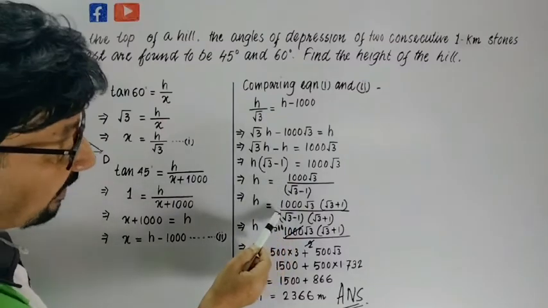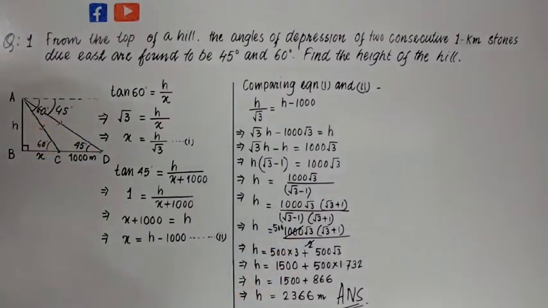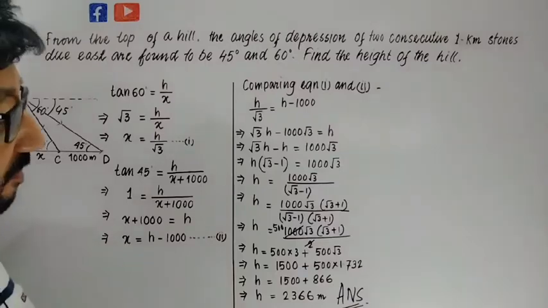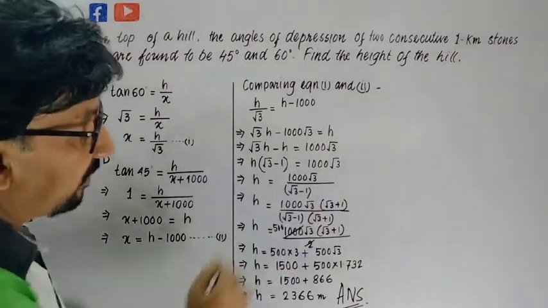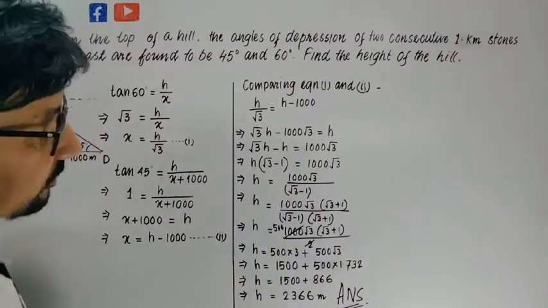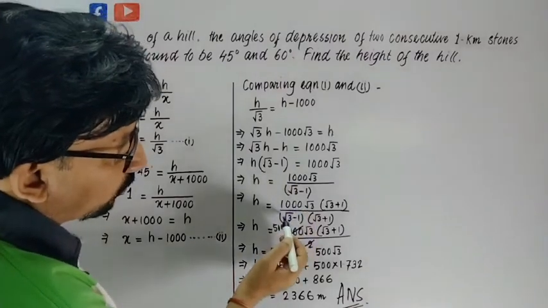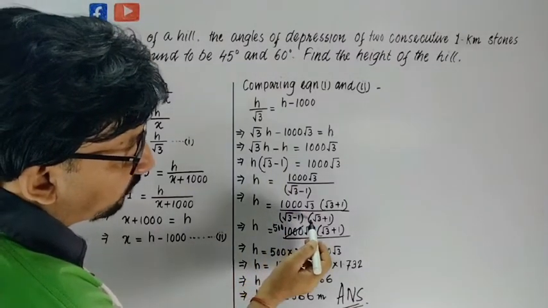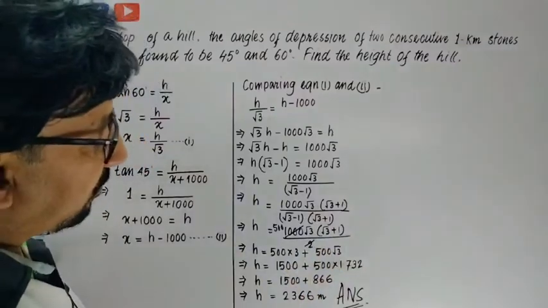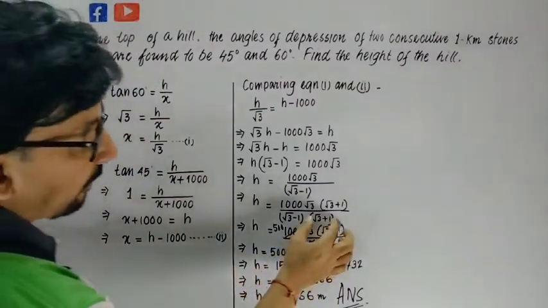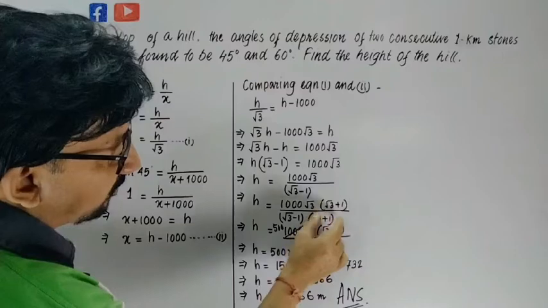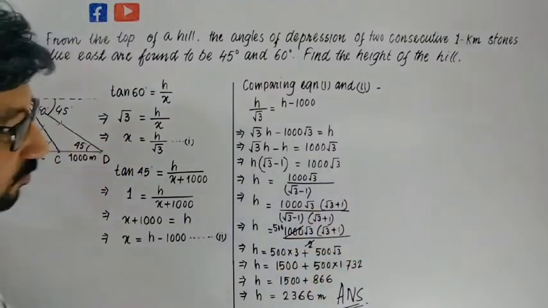Now in this line you will have to rationalize the denominator. If you find any root in the denominator, you have to rationalize it. So root 3 minus 1 is there, multiply it with root 3 plus 1, just multiply with its opposite sign. So in the denominator root 3 plus 1 and in the numerator also root 3 plus 1.